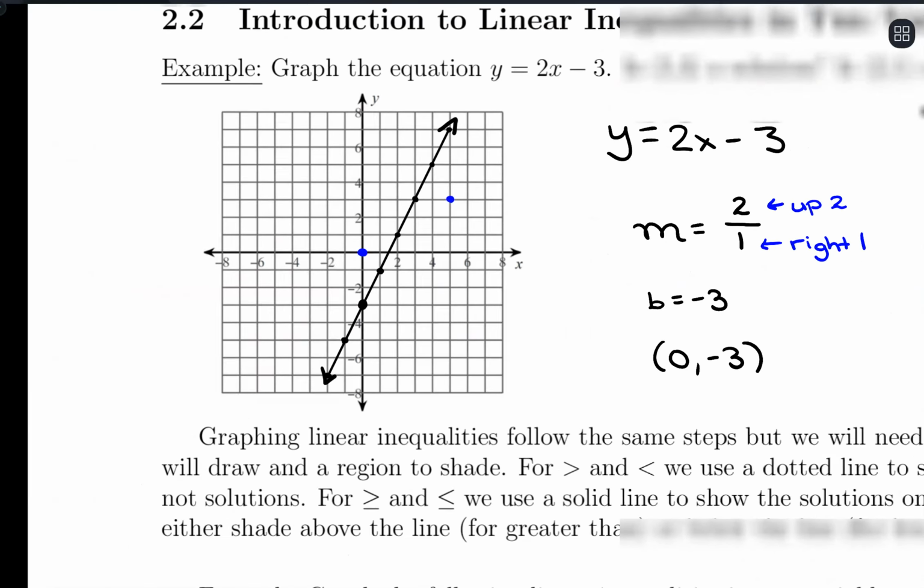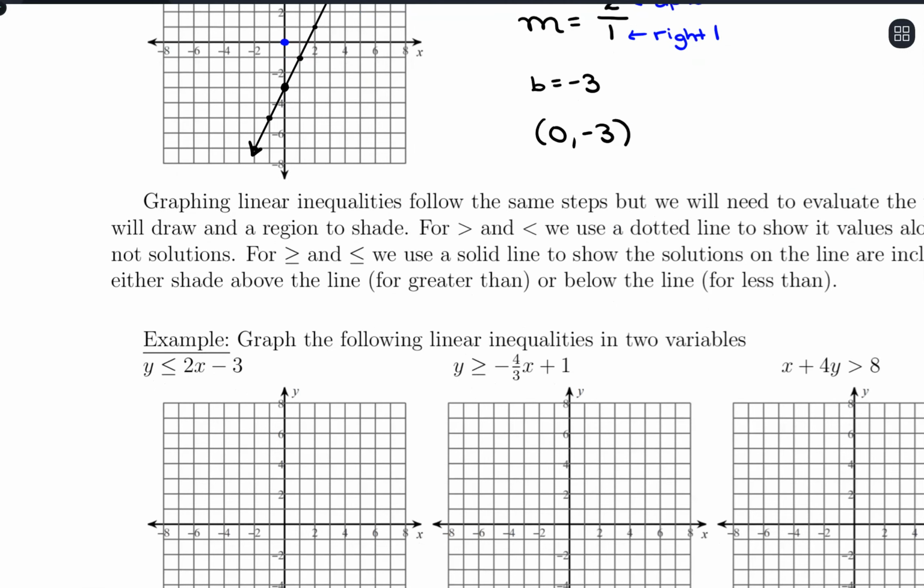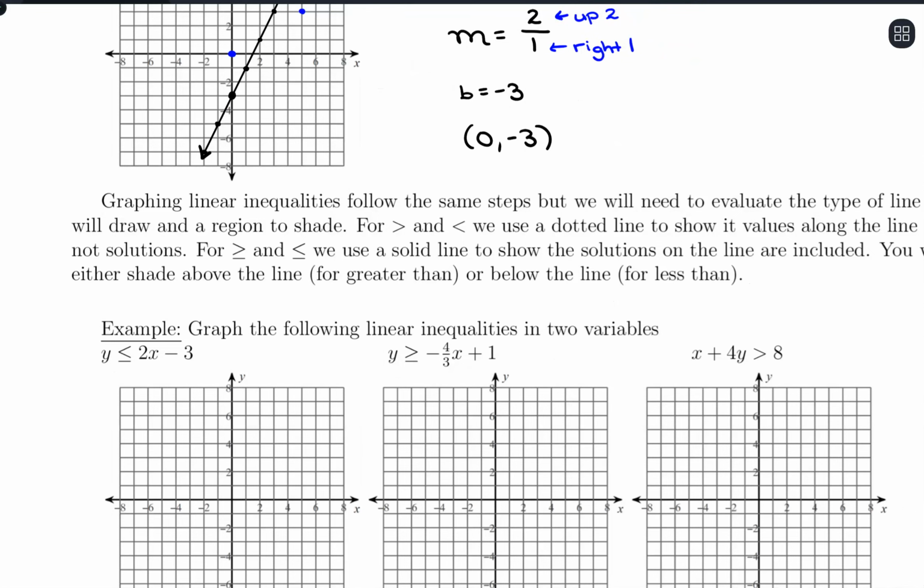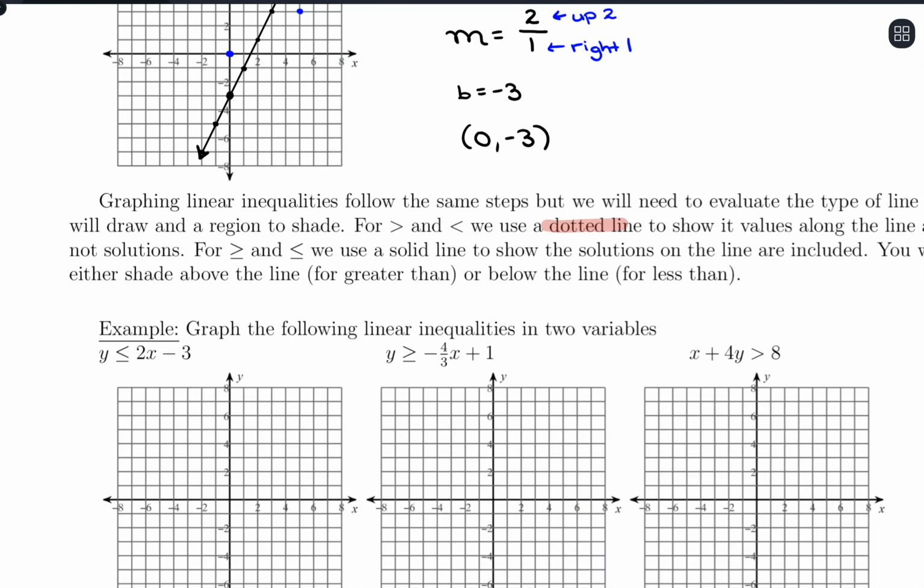Okay, so now we have that review, let's talk about graphing linear inequalities. Graphing linear inequalities, we're going to follow those same steps of using slope and intercept. Something we'll need to pay attention to is the type of line we draw. We're going to have two types of lines. We're going to have a dotted line and a solid line. And it's going to depend on what our inequality symbol is.